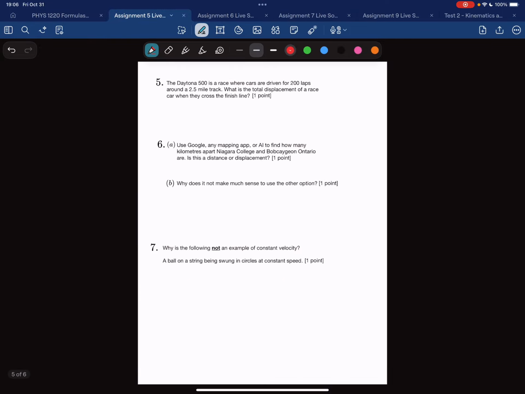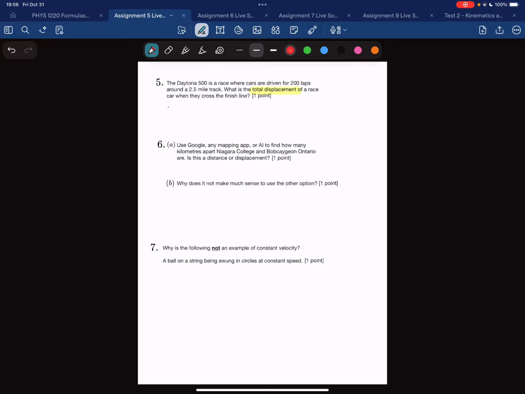Question 5. The Daytona 500 is a race where cars are driven for 200 laps around a 2.5 mile track. What is the total displacement of a race car when they cross the finish line? A little bit of a hint here. The question is worth 1 point. Usually means it's going to be a quick, short, easy answer. In this case, that's exactly what this is.